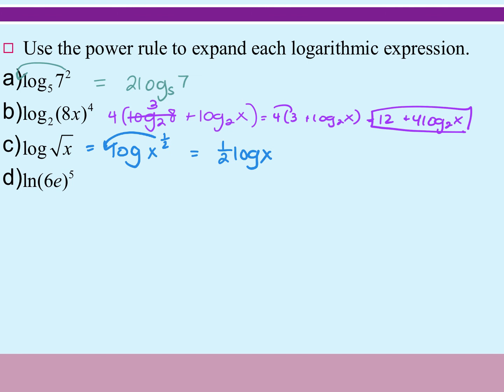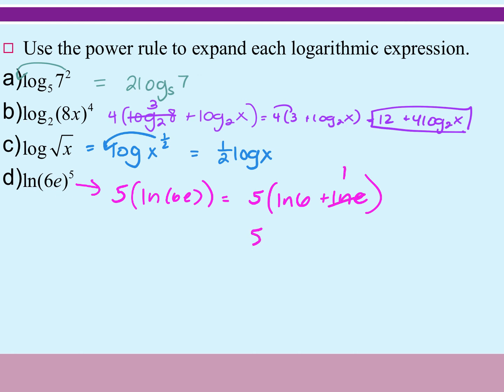Ln 6e to the 5th. What's one way to start it? Put the 5 at the front. 5 ln 6e. Then split it. Ln 6 plus ln e. Then what? This is just 1, so 5 times ln of 6 plus 1, distribute. 5 ln 6 plus 5.